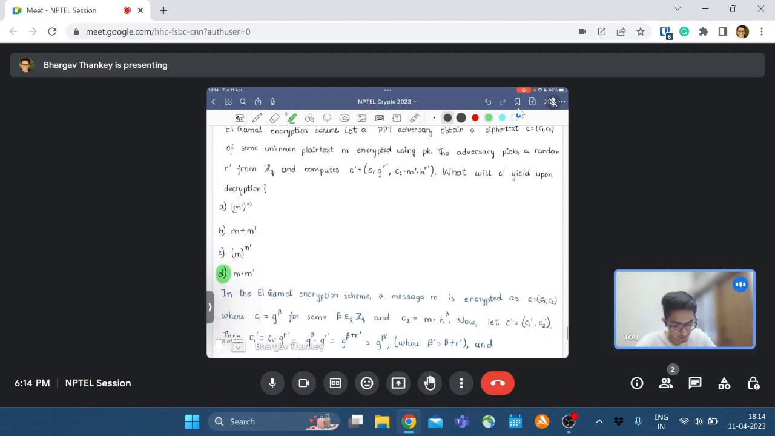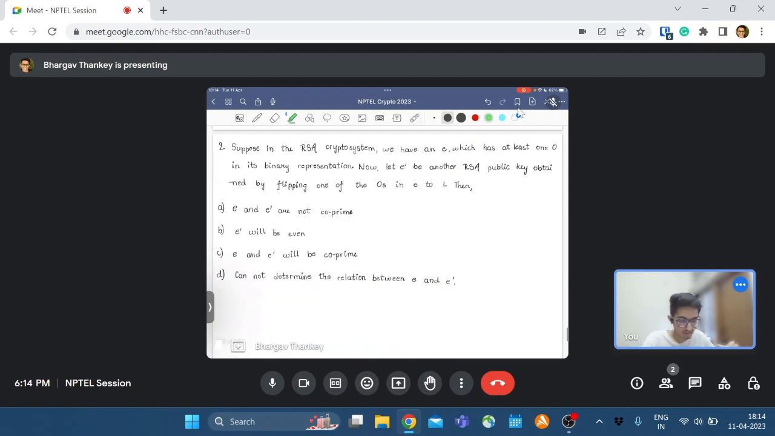So let's look at the second problem. The first problem dealt with the ElGamal encryption scheme. The second problem is about the RSA encryption scheme. And the problem is as follows. Suppose in the RSA cryptosystem, we have N, e.